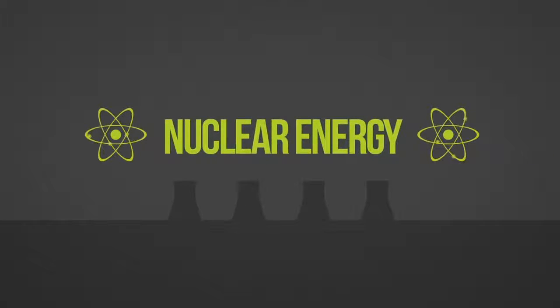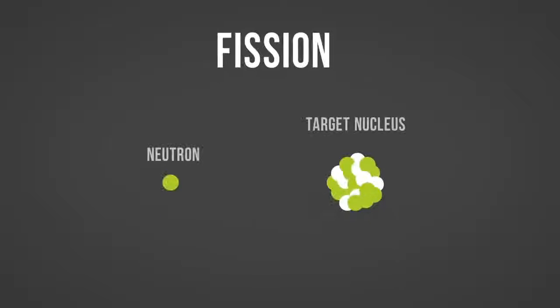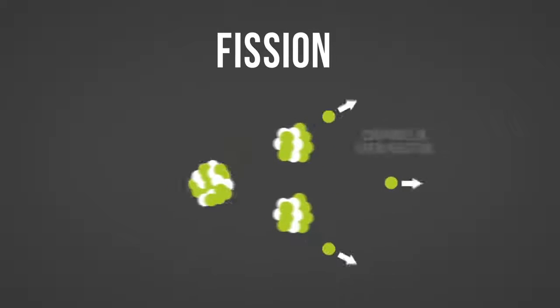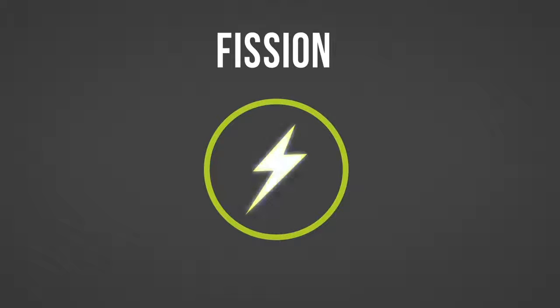Nuclear energy. Nuclear energy is the energy held in the nucleus of an atom. It can be obtained by two types of reactions, fission and fusion. Nuclear fission produces energy through the splitting of atoms, which releases heat energy that can be harnessed to produce electricity.